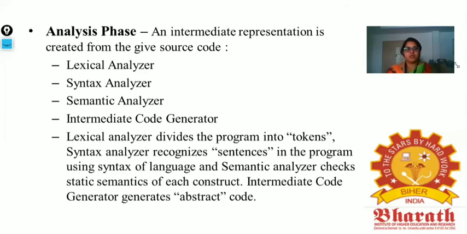In the analysis phase, an intermediate representation is created from the given source code. What are the things it has? It has a lexical analyzer, syntax analyzer, semantic analyzer, and intermediate code generator. These are all the phases we have in the analysis phase. The first phase is the lexical analyzer. The second is the syntax analyzer, the third is the semantic analyzer, and the next is the intermediate code generator.